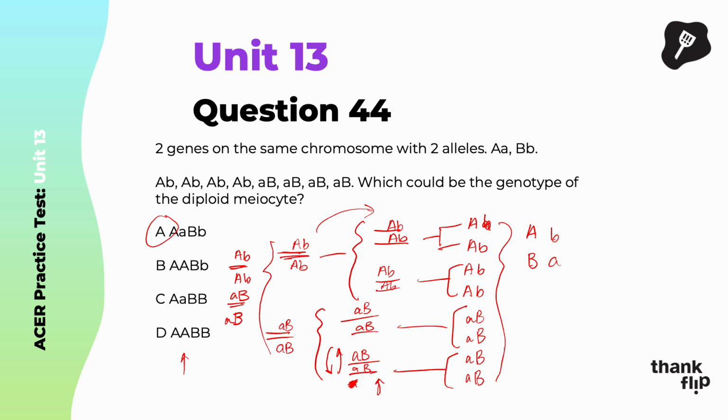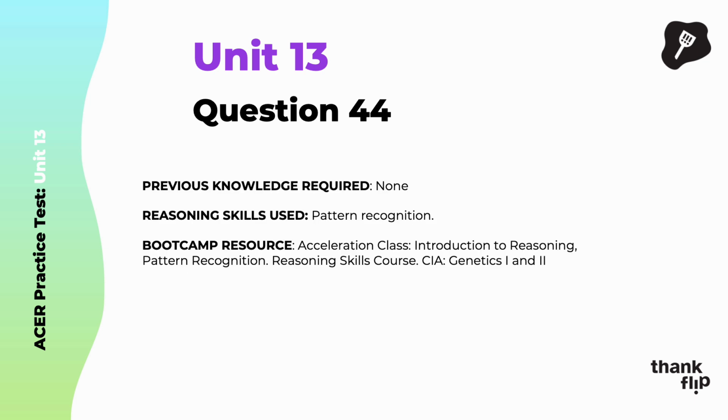And so that's how you get to that answer: if you have your offspring or your gametes, in this case spores, with a particular kind of allele, then the parents also have to have that allele. So you didn't need any prerequisite knowledge here. It was just about pattern recognition. The bootcamp resources that can help with this are the acceleration class, Introduction to Reasoning, on pattern recognition, as well as the reasoning skills course. And then the content in action on genetics could help with familiarizing yourself with this kind of content.